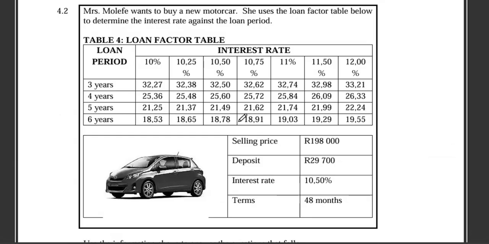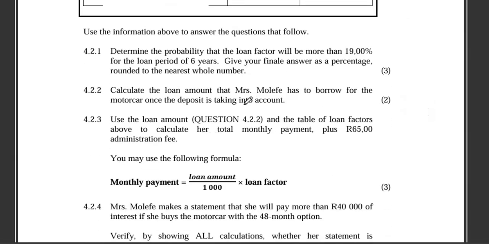Okay, we look at 4. Mrs. Molefi wants to buy a new motor car. She uses the loan factor table below to determine the interest rate against the loan period. Okay, let me explain a little bit. These are the interests. Then these numbers that we see here, this is what we call the loan factor. Anyway, let's continue. Determine the probability that the loan factor will be more than 19% for the loan period of 6 years. Give your final answer as a percentage rounded to the nearest whole number.